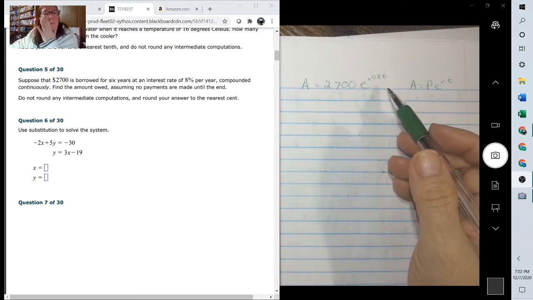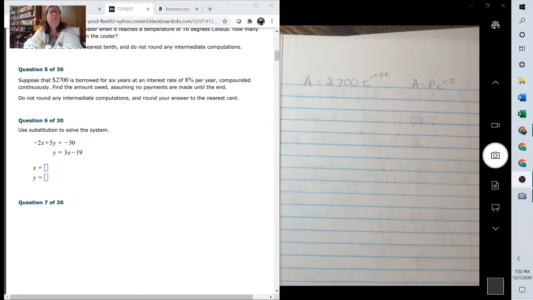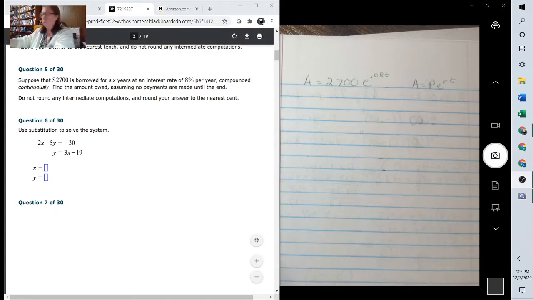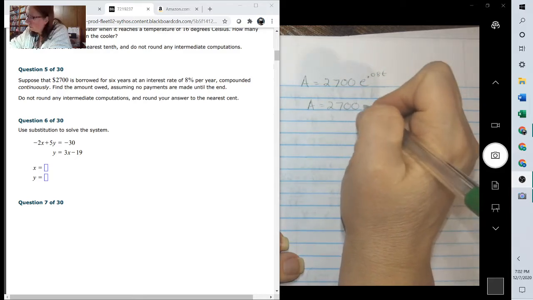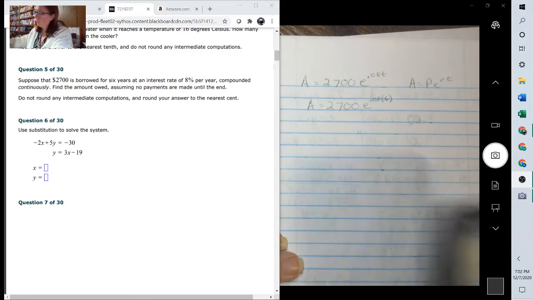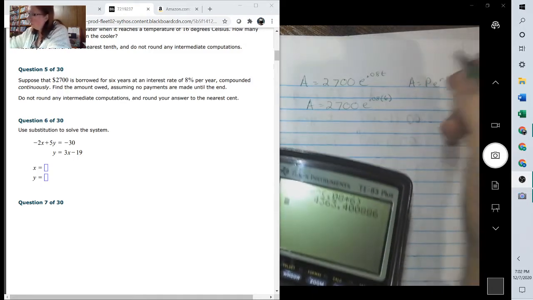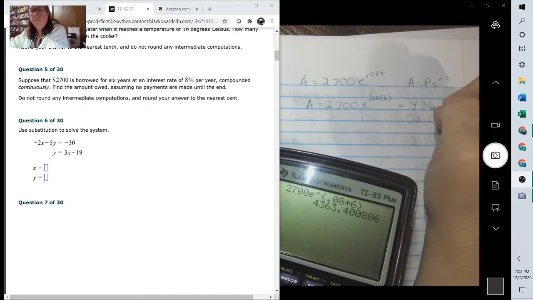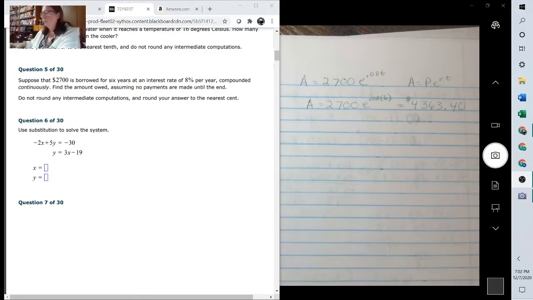So what were we given? Continuous. Oh, 6 years. There it is. It's right up here. So it's for 6 years, so we plug 6 in for t. $2,700. E is where the natural log is. 0.08 times 6. And since it's money, you round dollars and cents usually. Round to the nearest cent.